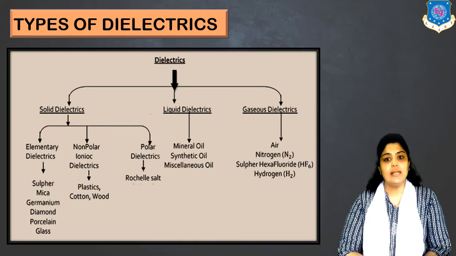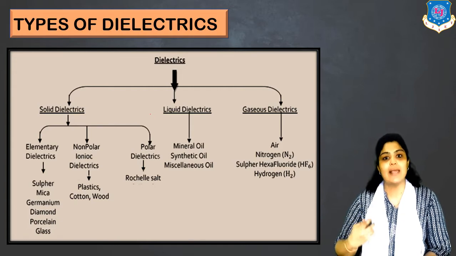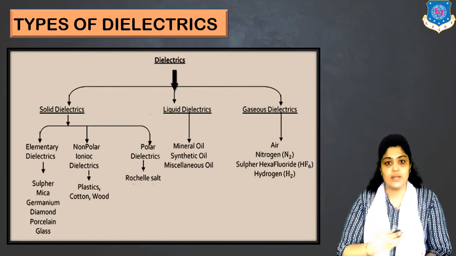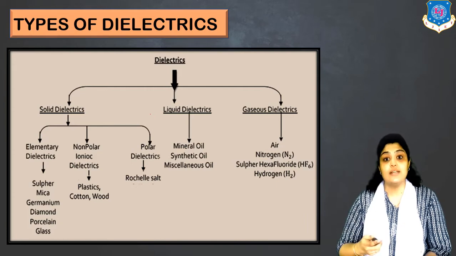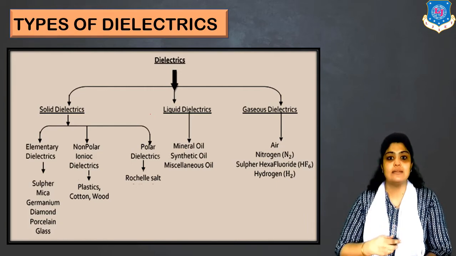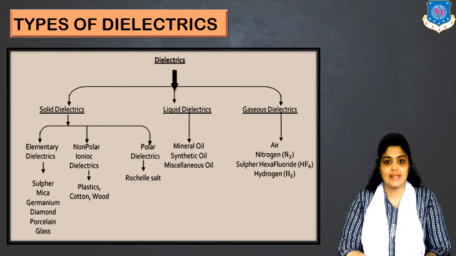Then talking about the liquid dielectrics, we have mineral oil, synthetic oil and a miscellaneous oil category. So there are three broad categories of liquid dielectrics. And talking about the gaseous dielectrics, we have air, nitrogen, SF6, that is sulfur hexafluoride, and inert gases. So this is how the broad classification of dielectrics is done.